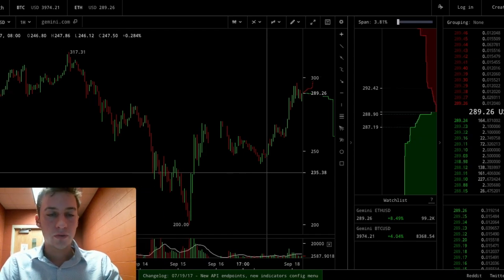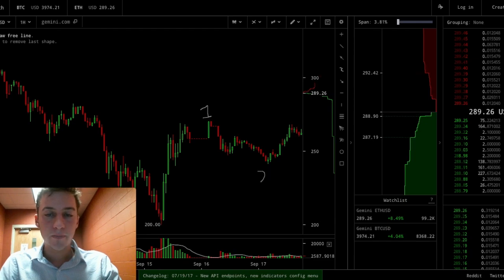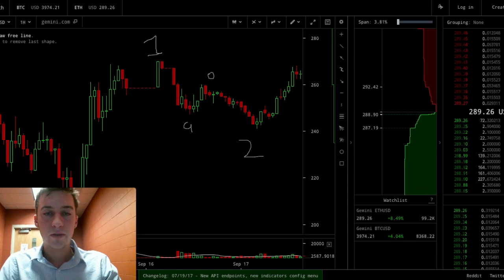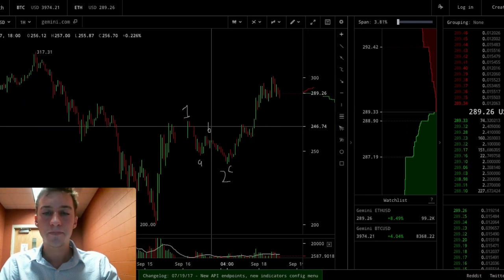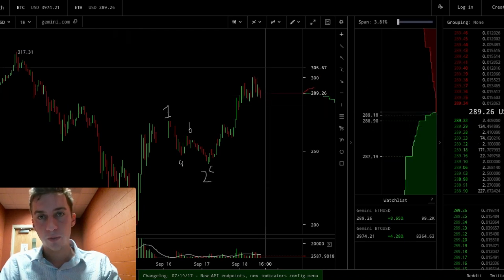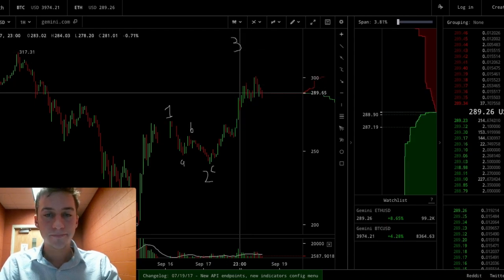Okay, so this is what I see in the market for Elliot Wave Theory. I see a 1-2 pattern here, and then I also see this ABC pattern within that 1-2 pattern, because remember, the second wave will have 3 subwaves. And now, I don't think this is the end of wave 3. I think that we still have more up to go. But the hard question is, where will wave 3 end?